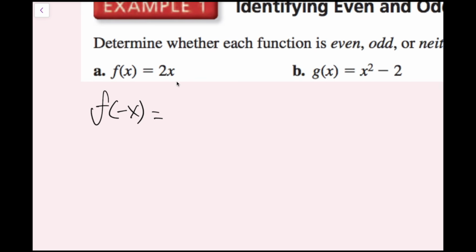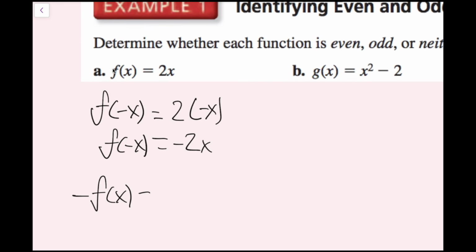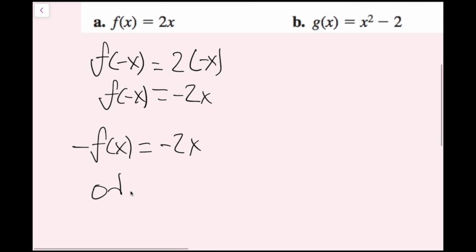So when I plug negative x in, all I'm going to do is change this x to a negative x. So this is going to be 2 times negative x, and that is equal to negative 2x. So f of negative x equals negative 2x. Well, if you notice, if I put a negative sign out here, negative f of x, that is also equal to a negative sign next to this 2x. So negative 2x. So f of negative x is the same thing as negative f of x. So this is going to be an odd function. So now we're done with part A.